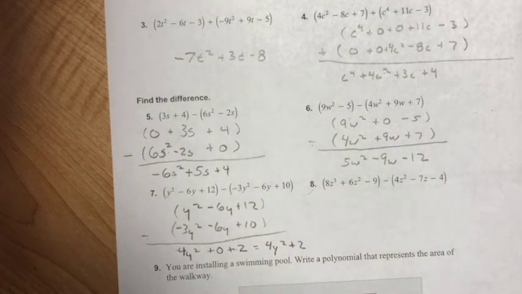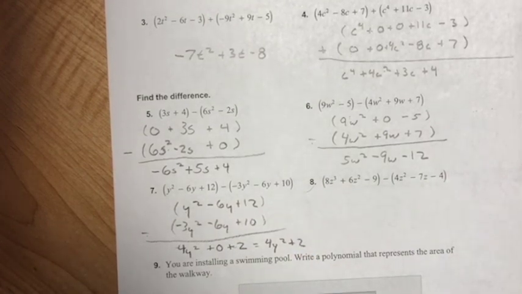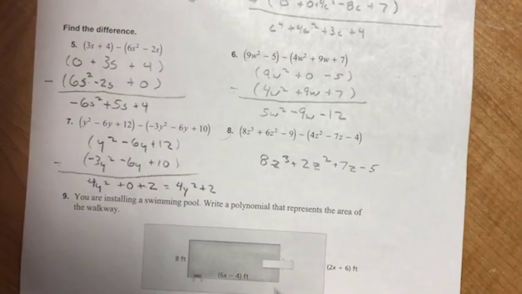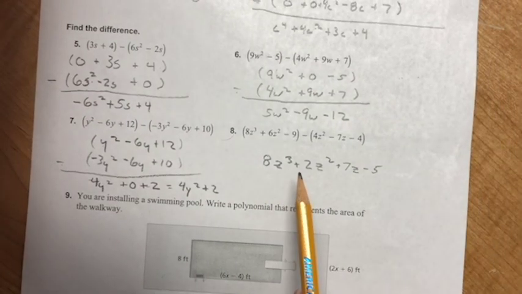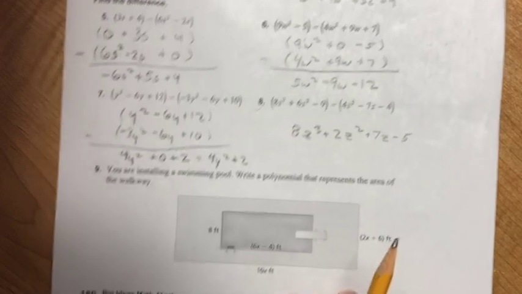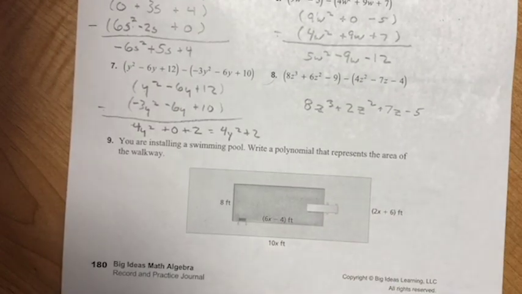Why don't you try number 8 on your own? What you should have gotten for number 8 was 8z cubed plus 2z squared plus 7z minus 5. All right, number 9. You are installing a swimming pool. Write a polynomial that represents the area of the walkway.